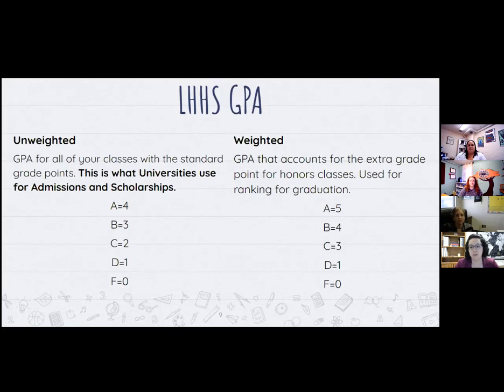This is only used for ranking for graduation. So in this, an A is worth 5 points if you take an honors class and earn an A, a B 4, C 3, D still 1, and F still 0. So if you want to be competitive and try to get valedictorian or top 10, something like that, you would look at your weighted GPA and want to be taking more honors classes, AP classes, things like that. Otherwise, the unweighted GPA is all that really matters, and that's what universities are looking at if you are college bound.